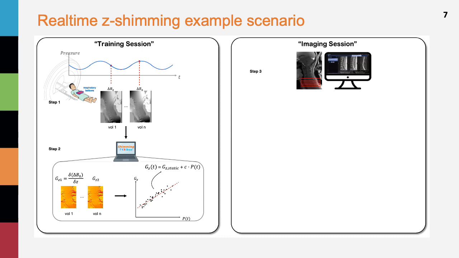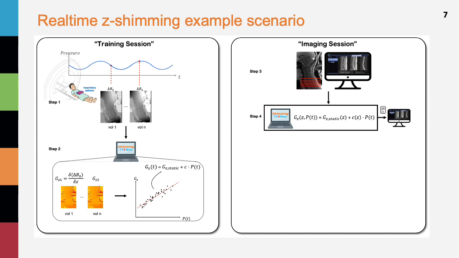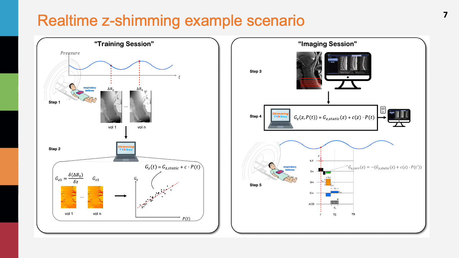During the imaging session, a dummy gradient echo scan is run in order to obtain the target image, which is also sent to the Shimming-Toolbox laptop. The Z gradient maps are resampled onto the target gradient echo images, and GZ static and GZ RT coefficients for each slice are sent to the scanner. A custom real-time Z shimming gradient echo sequence is then run.